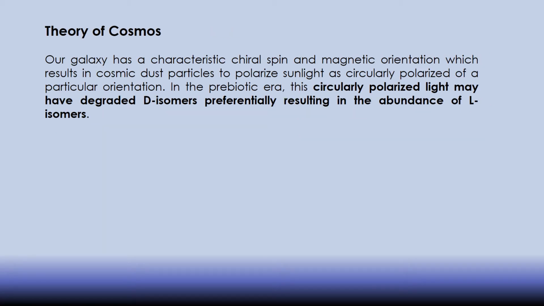Our galaxy has a characteristic chiral spin and magnetic orientation, which results in cosmic dust particles polarizing sunlight as circularly polarized of a particular orientation. In the prebiotic era, this circularly polarized light may have degraded D isomers preferentially, resulting in the abundance of L isomers and hence resulting in their selection.